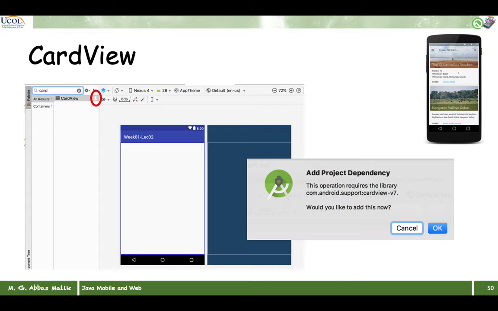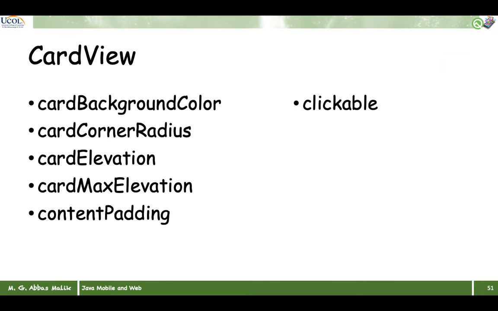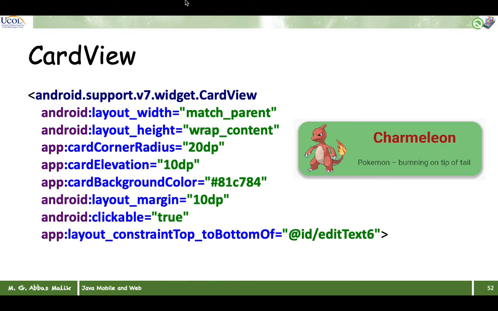And of course, in this image, it is showing you the older version of the card view. But here you see androidx cardview static. That's an older version of the card view. If you click OK, it will add into the system, and then we can set different properties: card background color, card corner radius, card elevation, maximum elevation, content padding, clickable, yes or no. So we can set different types of properties with the card view. And this is an example of the card view that you can see here.